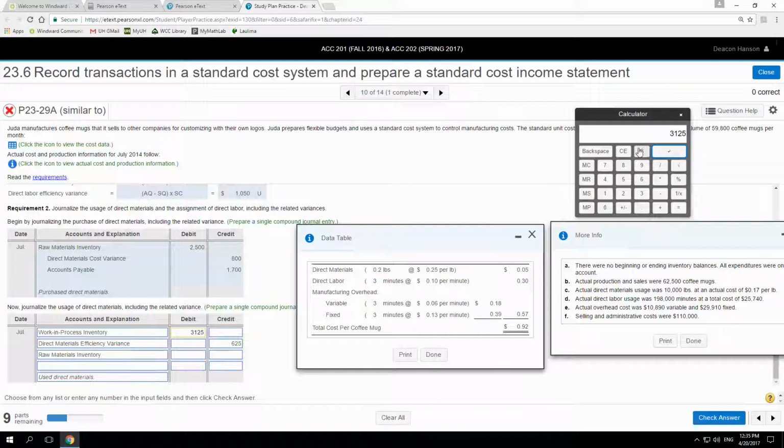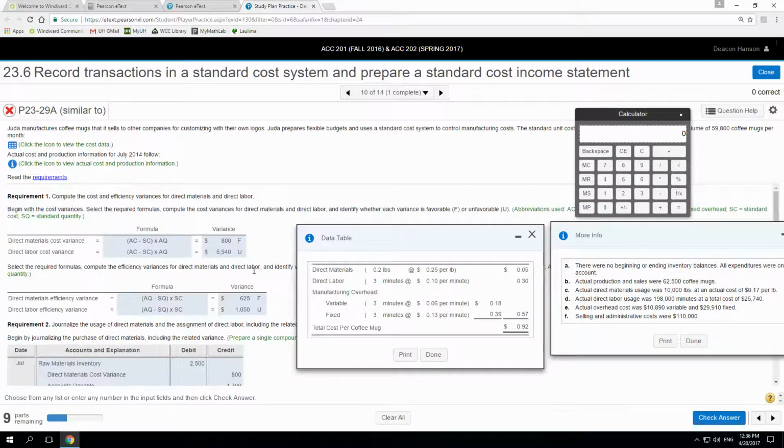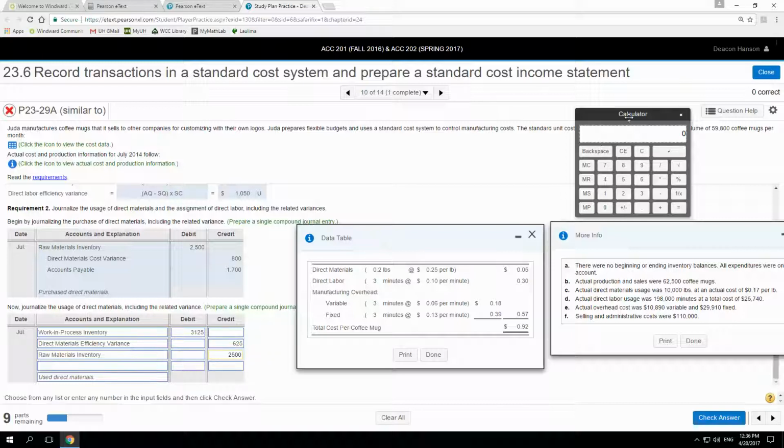Actual, right, 62,500. Okay, there you go. So what I did was I took the standard quantity, and if you could work the journal entries at the same time you're doing your variances, but since we did the variances and the entries separately, we almost have to work the variances again. I took the standard to get this debit to work in process.